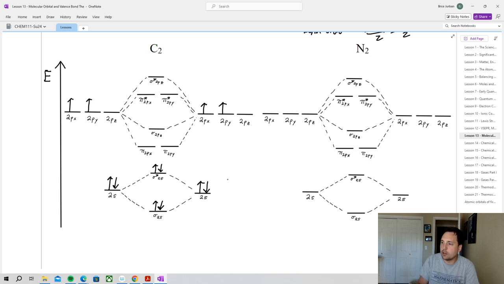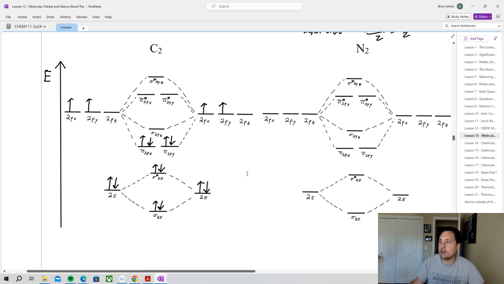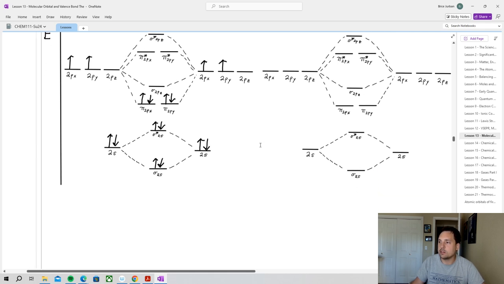So the first 4 electrons are going to combine to give us sigma 2s and sigma star 2s molecular orbitals. And then the 4 other electrons are going to fill up the doubly degenerate pi 2px and pi 2py molecular orbitals. And then we can calculate what the most likely bond order of this is going to be.